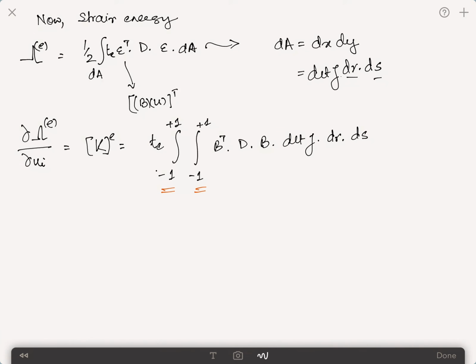If you work this out, then because there are 8 unknowns in the system, you will get a stiffness matrix which is going to be an 8 by 8 square stiffness matrix with 4 components of U and 4 components of V that you started with.